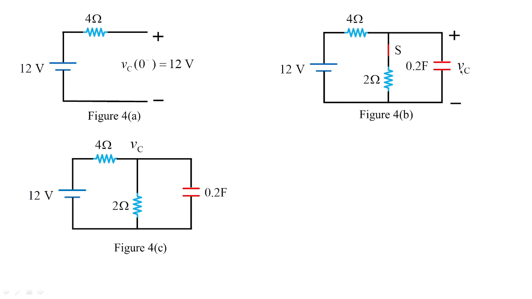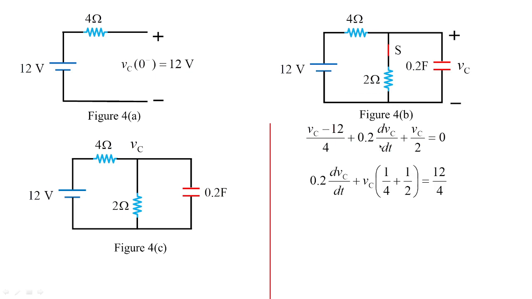As I told you, you can see Vc is parallel to 2 ohms. Though the switch is closed, this 2 ohms is parallel to the 0.2 farad. So whatever the value of voltage is there, I take it as a common voltage and apply KCL over this. So I can apply KCL to figure 4c. It becomes (Vc minus 12) by 4, plus Vc by 2, plus 0.2 multiplied by dVc by dt, which is equal to 0. I hope you understood how we frame this equation.